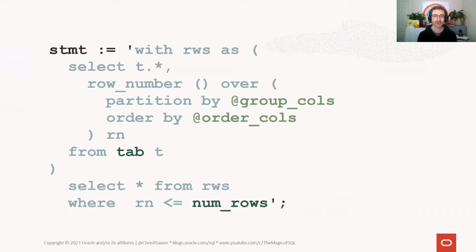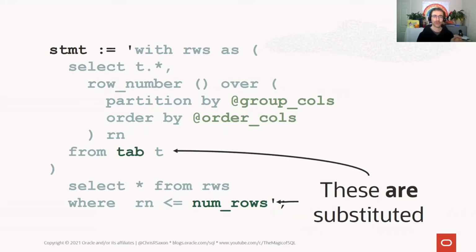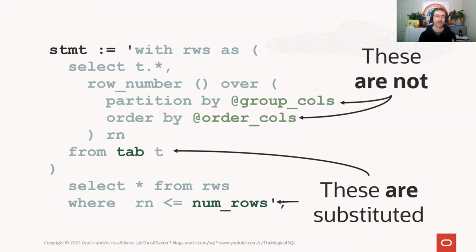Now, at this point, you might be wondering why I've qualified those columns. Well, the database will automatically substitute in the table name and the number of rows, whatever we passed for those, but it will not automatically substitute in the columns. So why is this? Well, to answer that, we need to look in a little bit of detail at the difference between the types of parameters that we can pass.